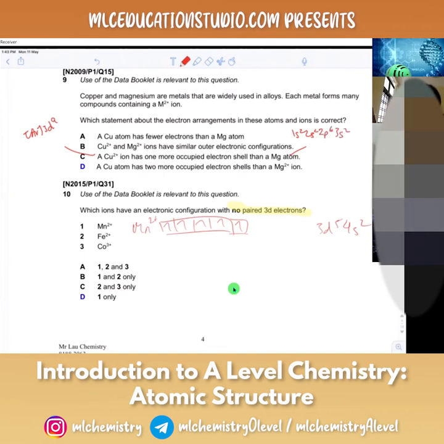If magnesium 2+, sorry, wait, is it 2p6? Of course. Don't anyhow give me configuration, please. This one is your foundation. You cannot do this, you cannot do IE already.